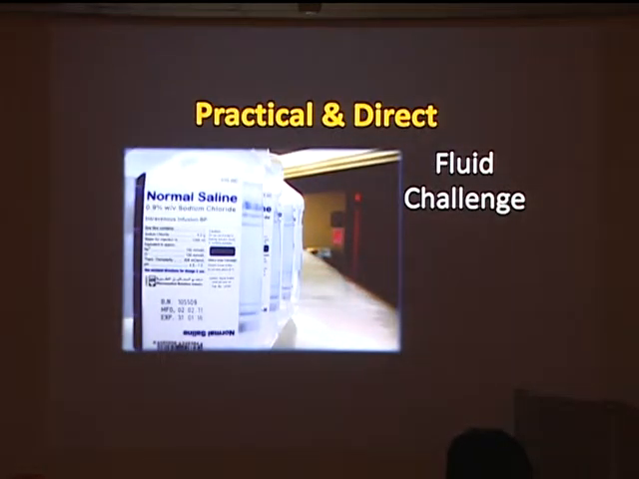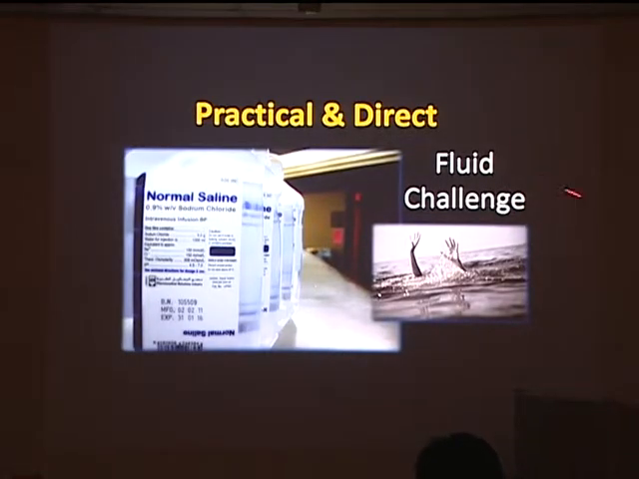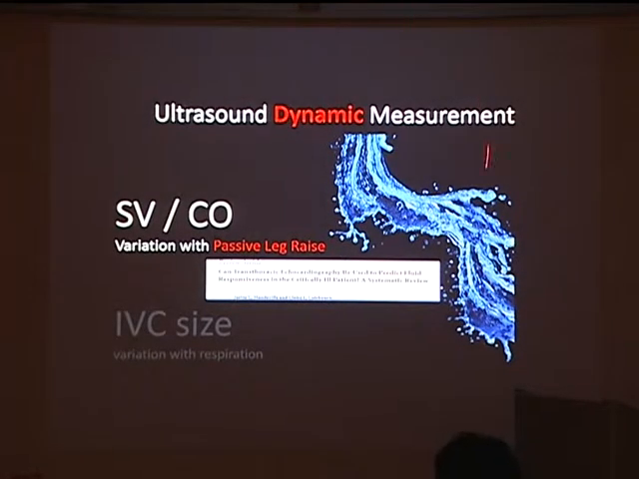The most practical way of doing that is by giving a fluid challenge. That's what we do all the time. We give more fluid and see whether the cardiac output increases. But sooner or later the patient is going to end up with pulmonary edema, and we don't want that to happen. One of the ways we do it is to examine the left heart by the passive leg raise. We raise up the leg, we drain the 300, 400 ml of blood sitting in the leg into the heart, thereby stretching the heart, and see whether the cardiac output increases.